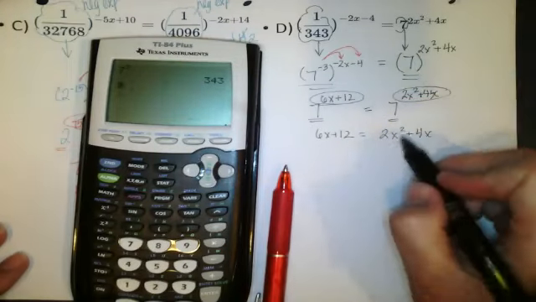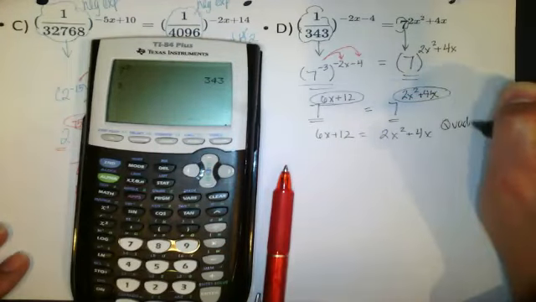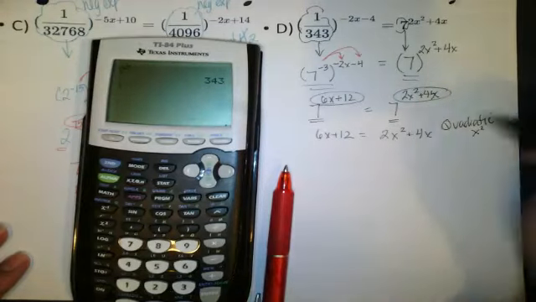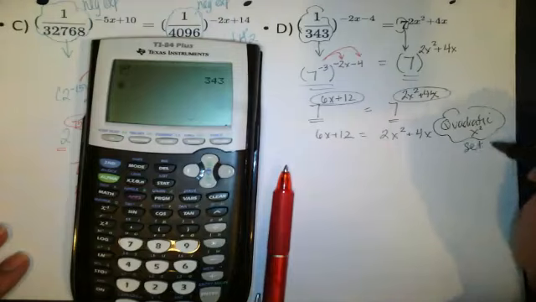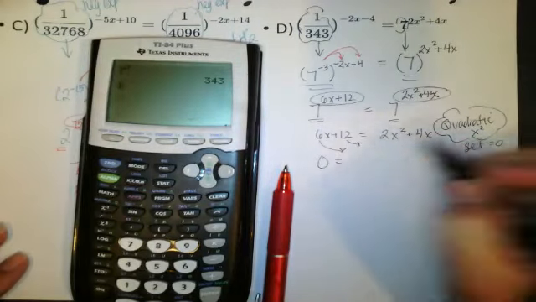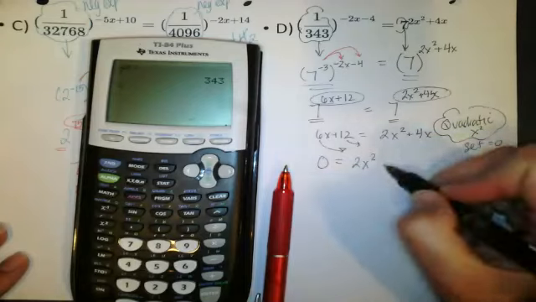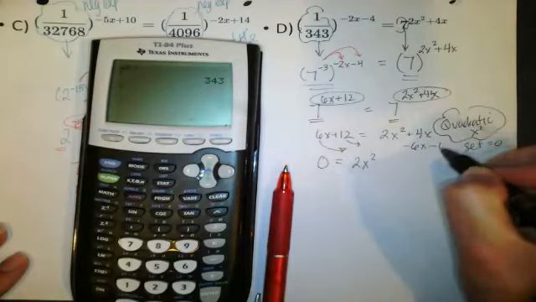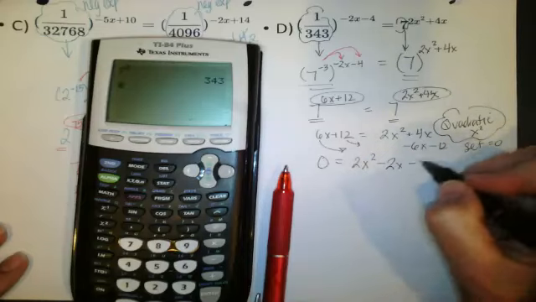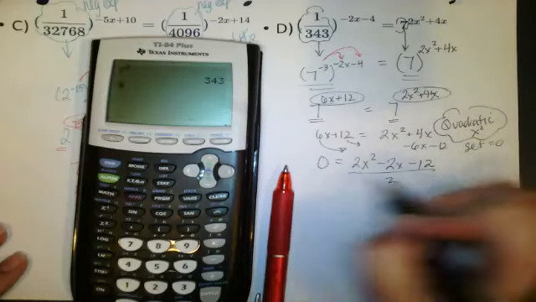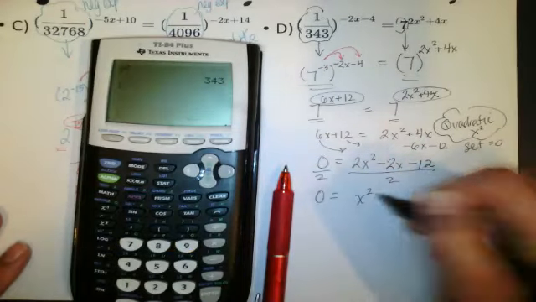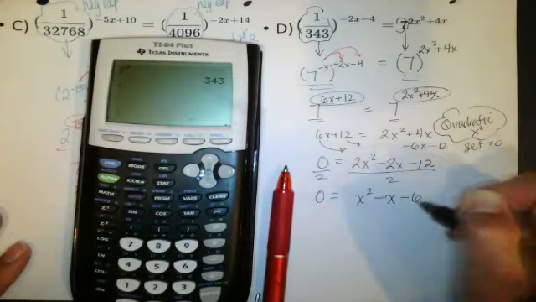And now this is quadratic because it's got x to the power of 2, it's squared, okay? Which means we need to set it equal to 0. So I'm going to move all this over to the right-hand side. So I have 2x squared. I'm going to subtract 6x and subtract 12. So that gives me 4x minus 6x is negative 2x, and then the minus 12. Now I can divide all of it by 2 just to make the problem easier. So that gives me x squared minus x minus 6.